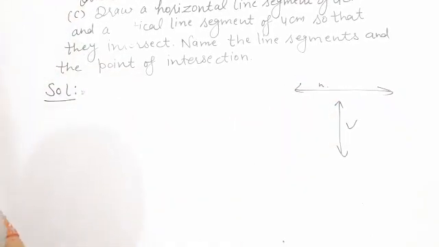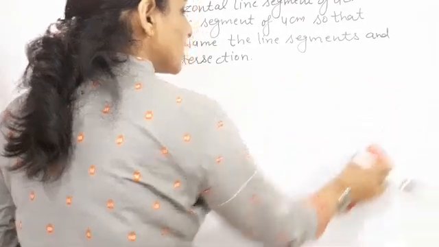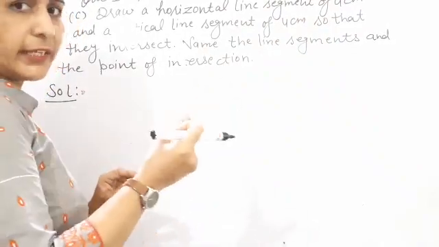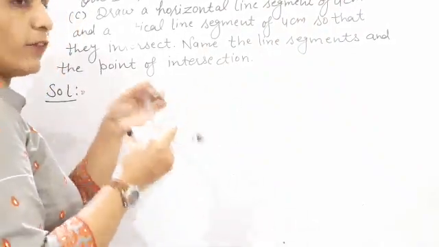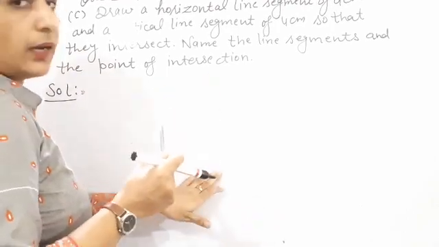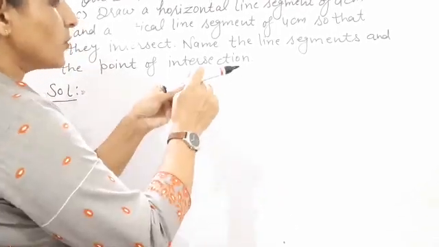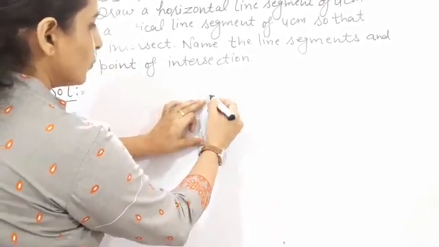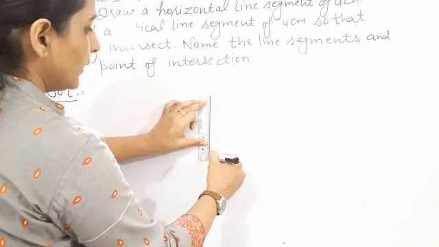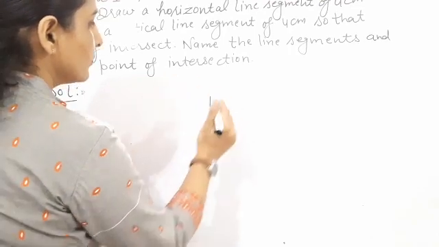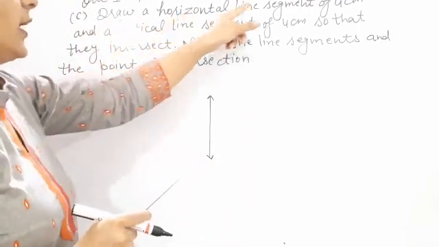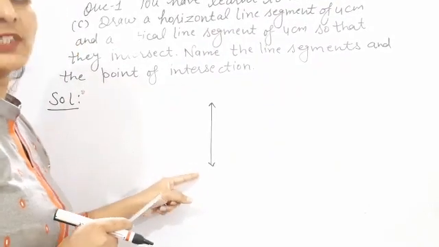So let's see how we do this one. First we draw here the horizontal line segment. The length of this one is 4 centimeter. Clear? I am not taking the proper length here, but when you draw on your notebook, take from 0 to 4 centimeter. Here first you draw 0 to 4. Clear? Horizontal. Draw a horizontal line segment. The length of this one is 4 centimeter.